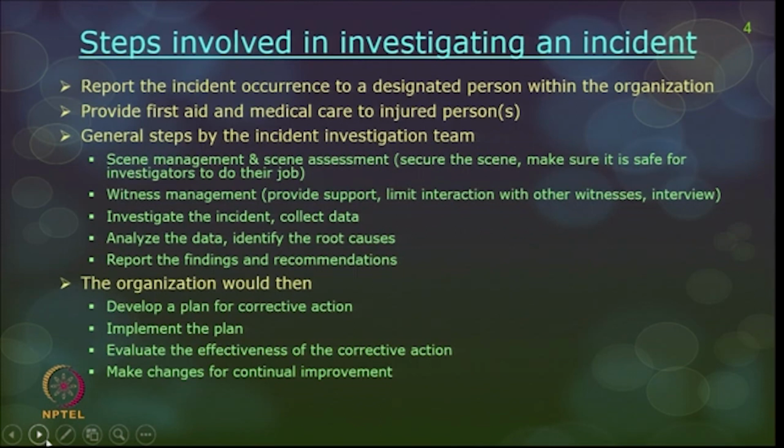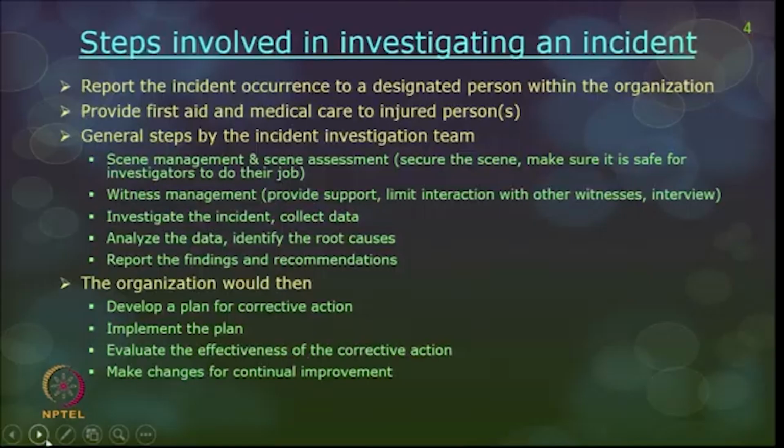Then provide first aid and medical care to the injured worker or the team, whoever has got injured. So, more than going really serious into the accident investigation, you should first put off all the dangers. Maybe an equipment has run in a haphazard way, first you stop the equipment and so on, and give first aid and medical care to the injured workers, inform the higher officials, and the general steps by the incident investigation team will start.